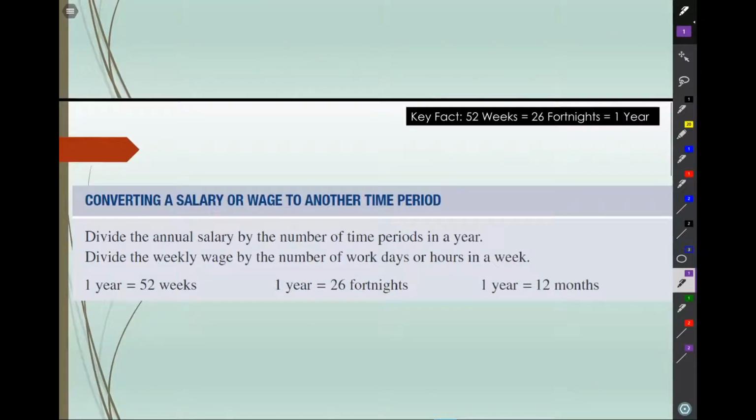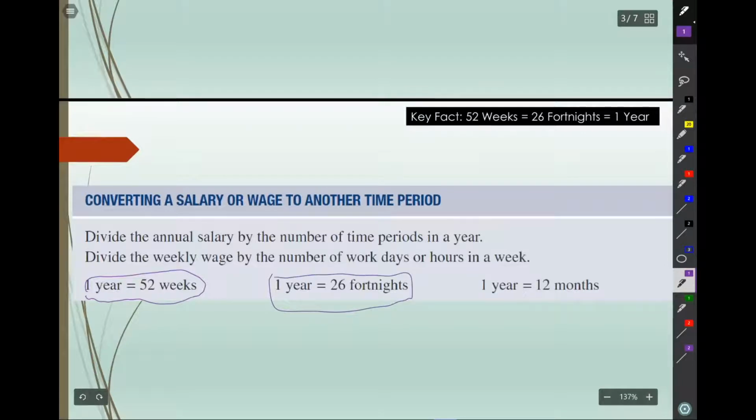So one thing we need to remember for this unit is how to divide up a year in various ways. You should already have a fairly intuitive sense of these numbers, but it's important to just note them here because we're going to be using these numbers a lot. There's 52 weeks in a year. A fortnight is 2 weeks, so there's 26 fortnights in a year, and there are 12 months in a year.